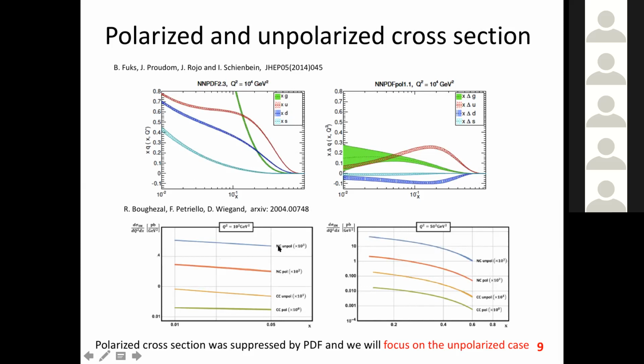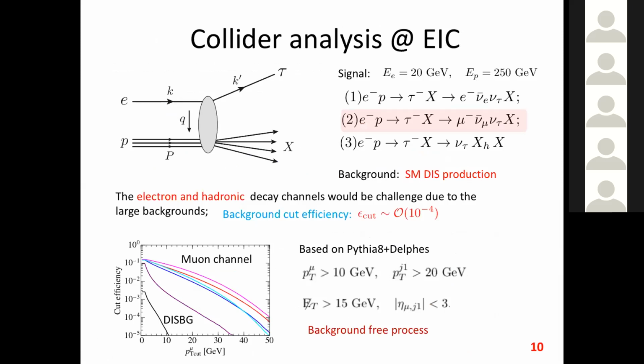So due to this reason, the unpolarized cross section is always larger than the polarized case. For example, for NC, neutral current, you could find roughly a factor of 10 for the unpolarized cross section being larger than the polarized case. So in our study, I will focus on the unpolarized case. Even if we include the polarized cross section, it will not change things too much. Based on the decay mode, tau could decay to electron and muon, and also the hadronic decay. We have three channels. And of course, the background in this process is the standard model DIS production.